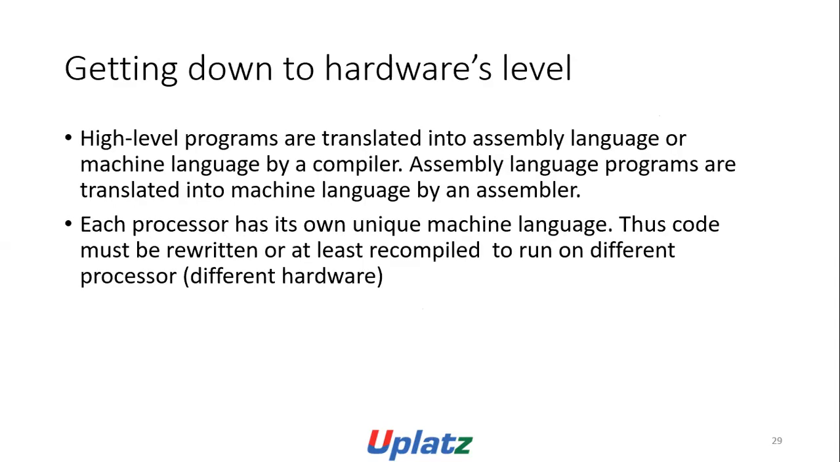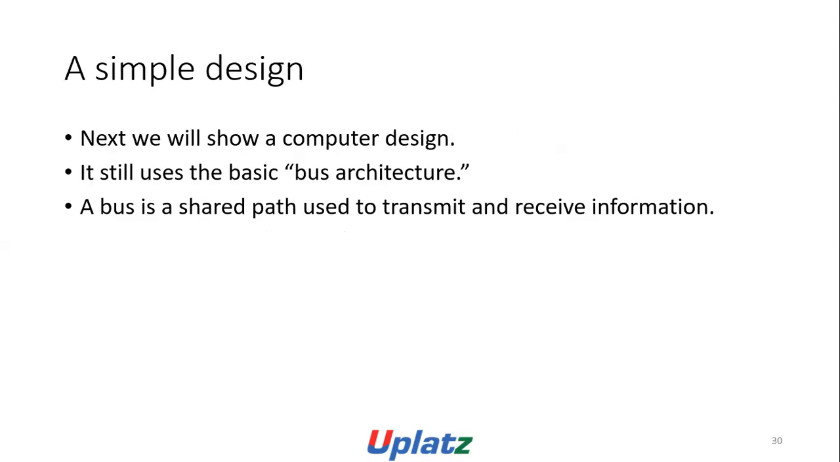Getting down to the hardware level, high-level programs are translated into assembly language and machine language by a compiler. Assembly language programs are translated into machine language by an assembler. Each processor has its own unique machine language. Thus, code must be rewritten, or at least recompiled, to run on different processors, different hardware.